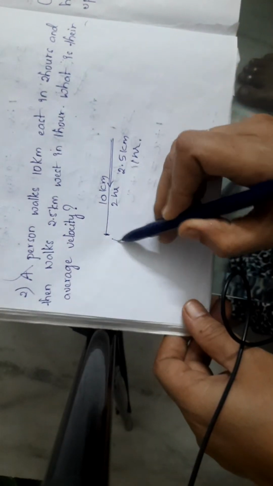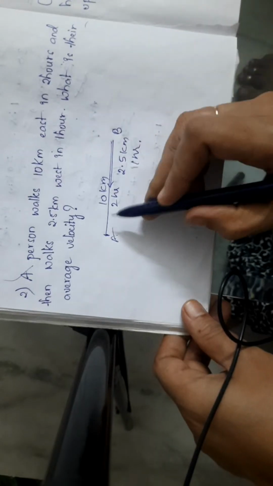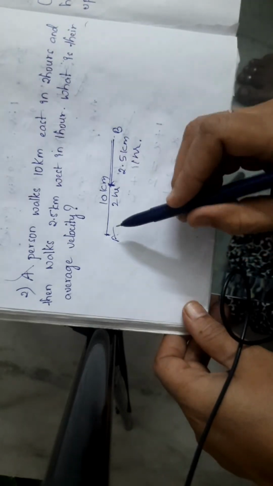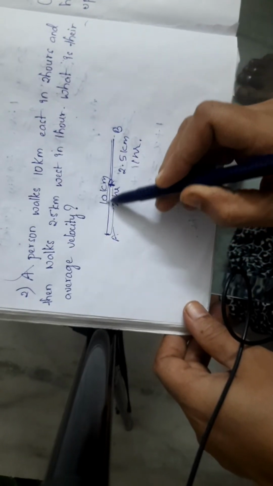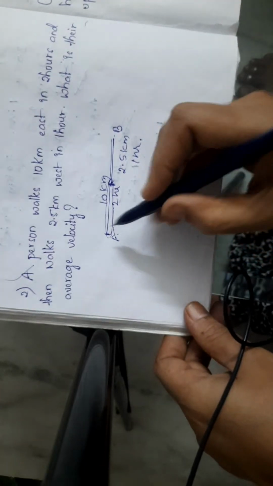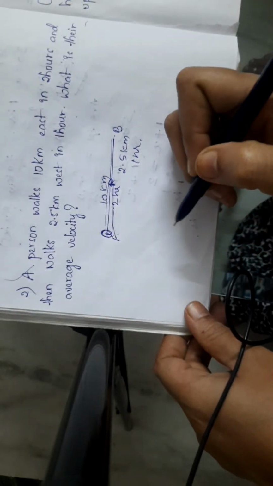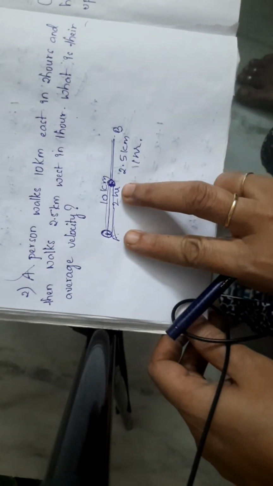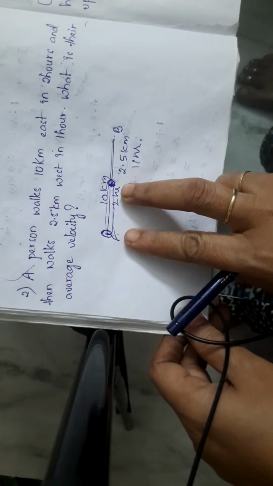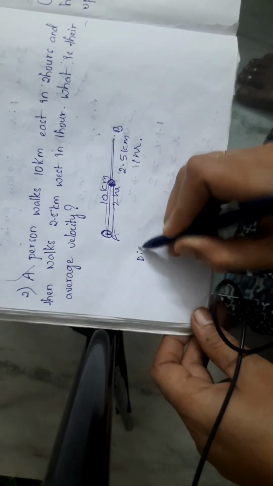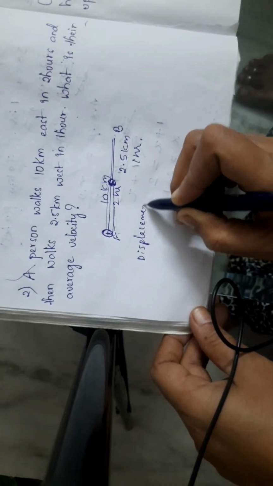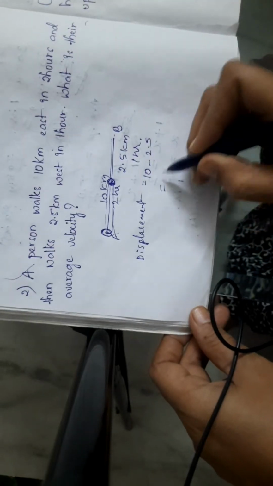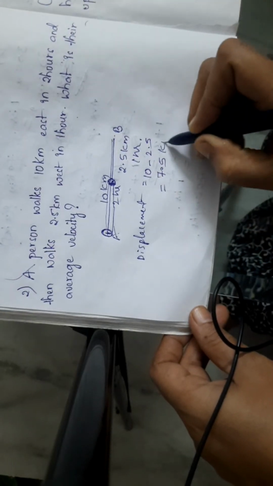Person started from point A, reached B, that is 10 km, and returned 2.5 km. So displacement is the shortest distance between initial and final position. So here the initial position, the starting one, is A, and the final position is this. So displacement is the difference of 10 and 2.5. Thus the displacement is 10 minus 2.5, which is 7.5 kilometer.